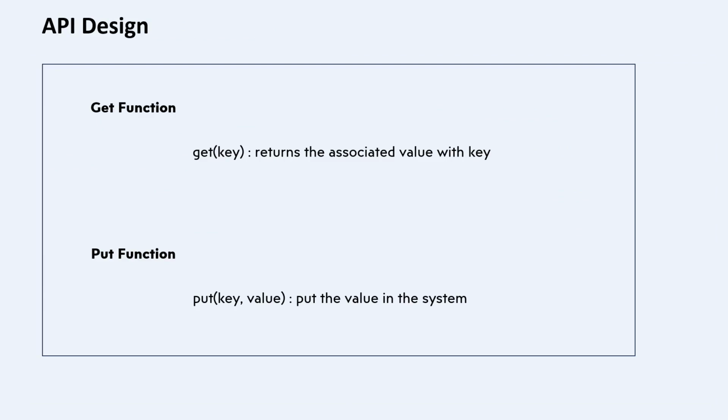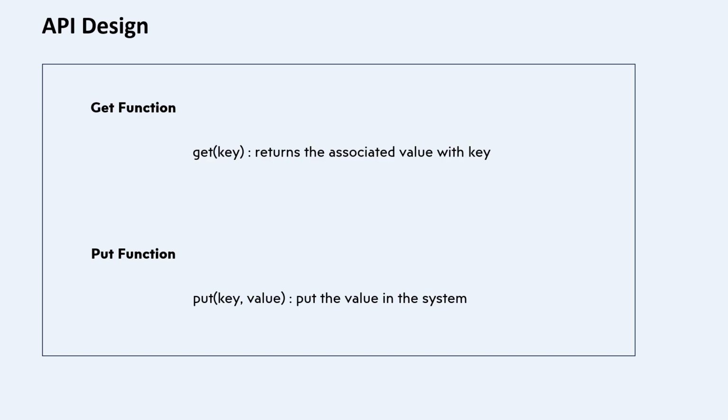It's very simple, right? At a higher level, API design has just two functions, two APIs exposed. One is the get function. The user has a key and wants the corresponding value to be fetched from the key value store. So we have to design one function called get that takes the key as input and gives back a response as a value.